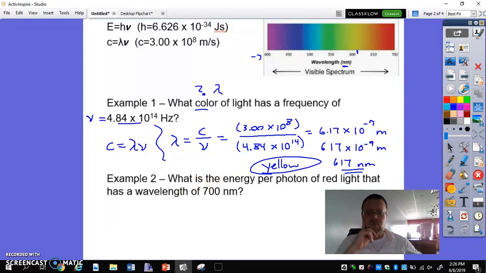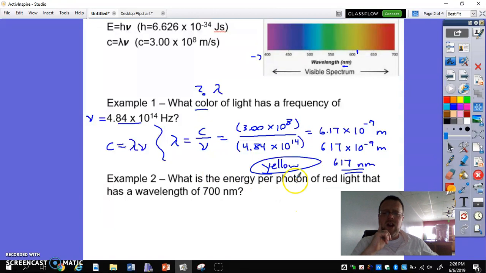All right, and our second example here says, what is the energy per photon of red light that has a wavelength of 700 nanometers? Now this time it's asking me for an energy. So I'm looking for this. I want to know what the energy is.